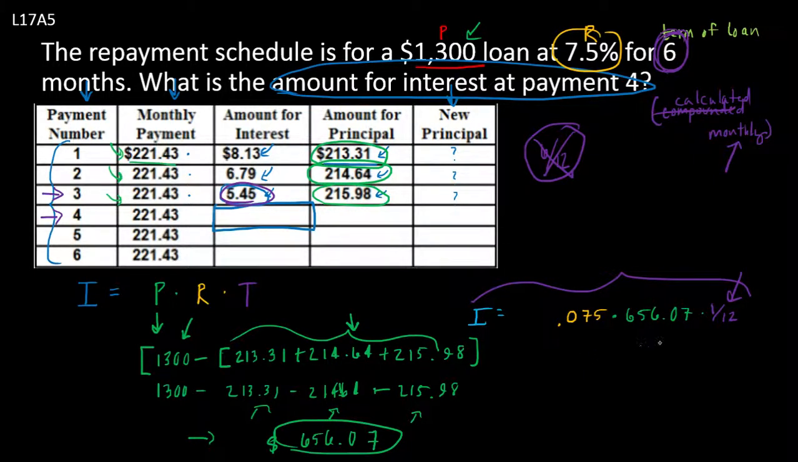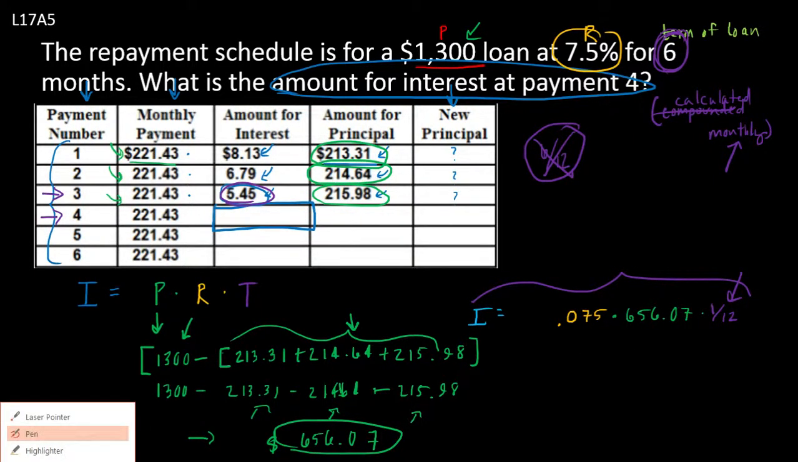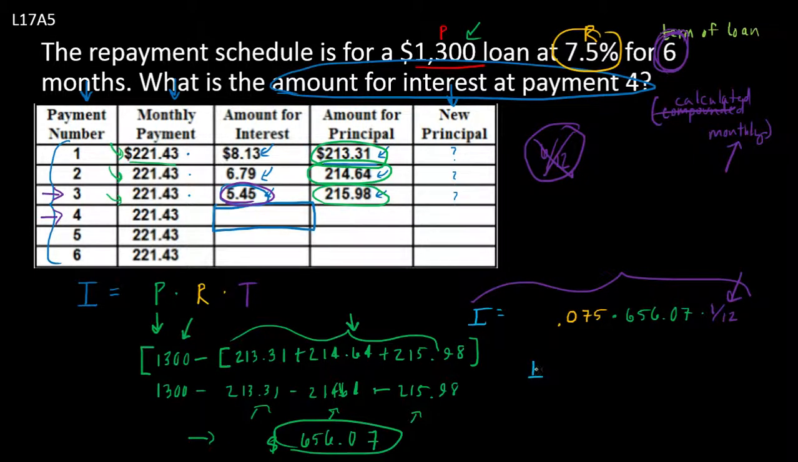We have principal times rate times time, and now we just simplify, typing into a calculator and getting our numbers here. Again, although I'm solving this in front of you, I really encourage you to do this calculation yourself and make sure that you come up with $4.10. If you come up with something different, chances are your calculator is making you miss other problems as well.